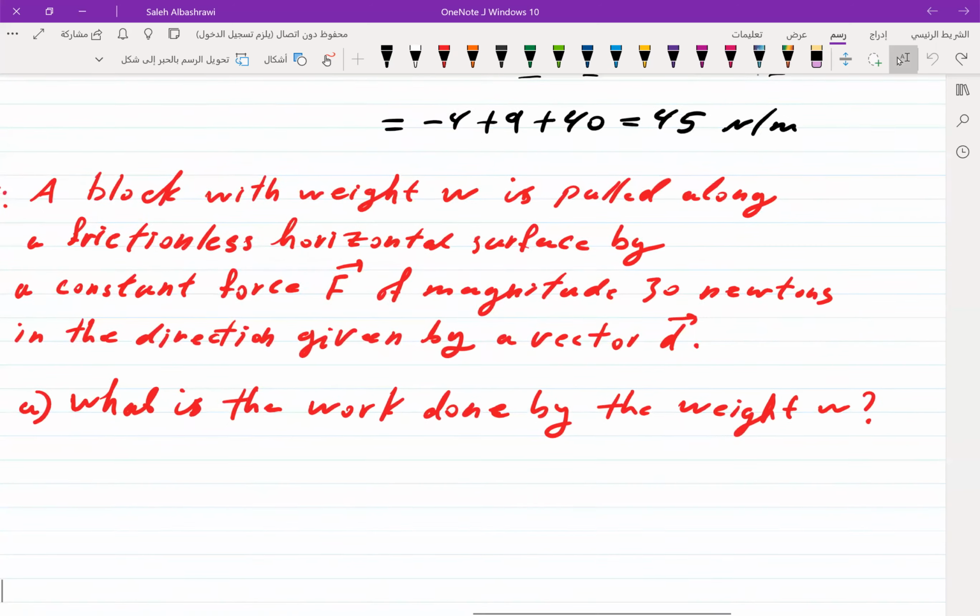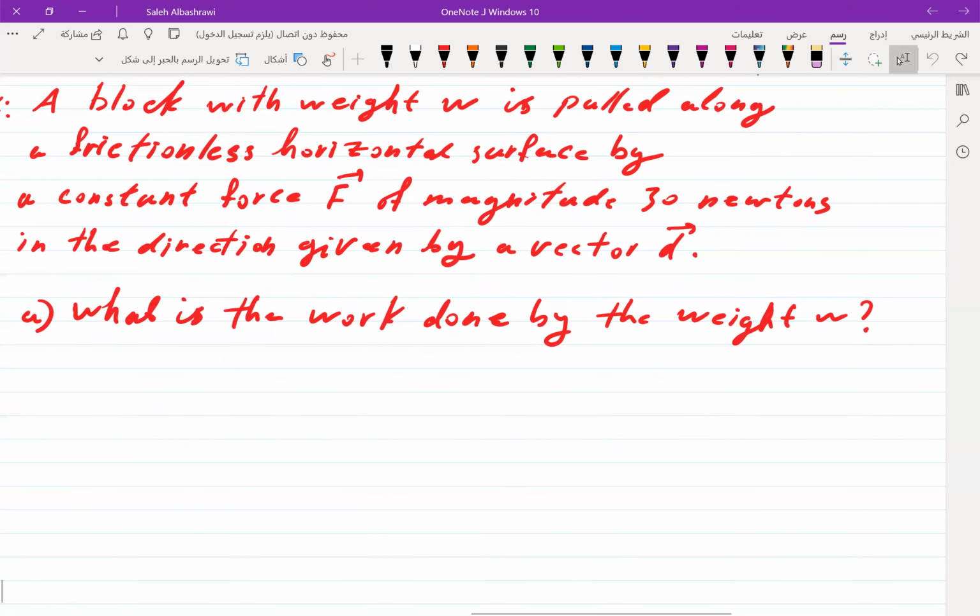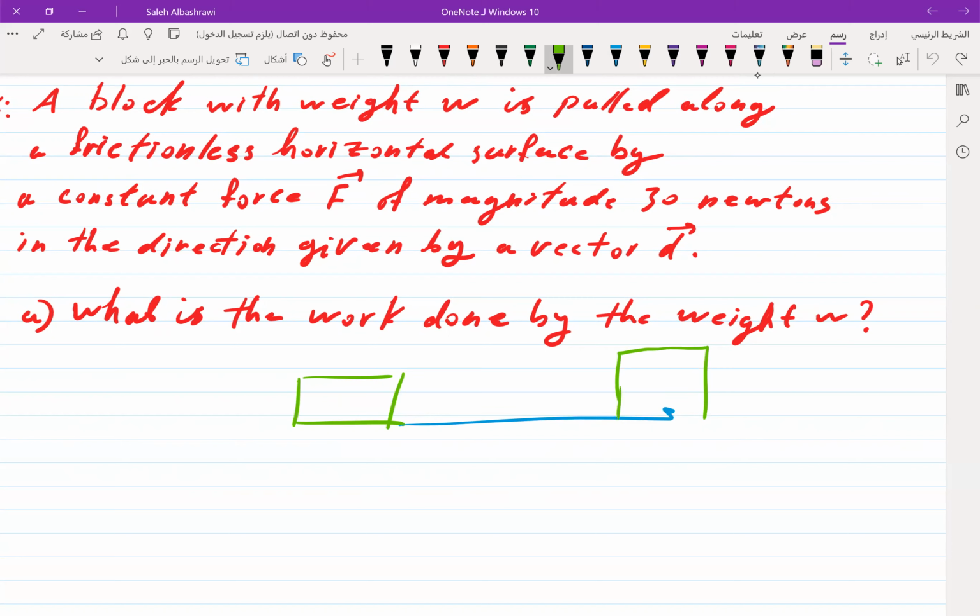And this is the first part. We have an object block was moved in this direction. This is the D. It has weight. The weight is a force directed down. This is the weight.